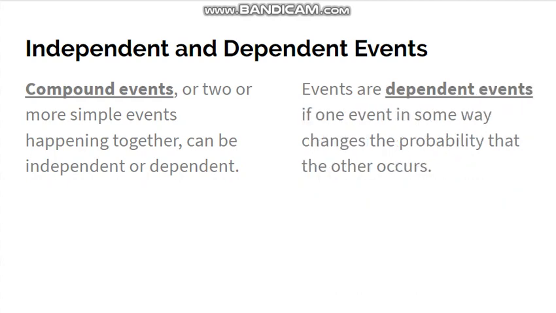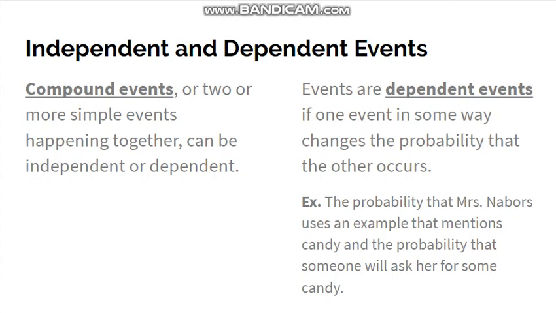A dependent event, or dependent events, are events that affect each other. They affect each other's probability. For example, the probability that I use an example that mentions candy, and the probability that somebody is going to ask me for some candy.